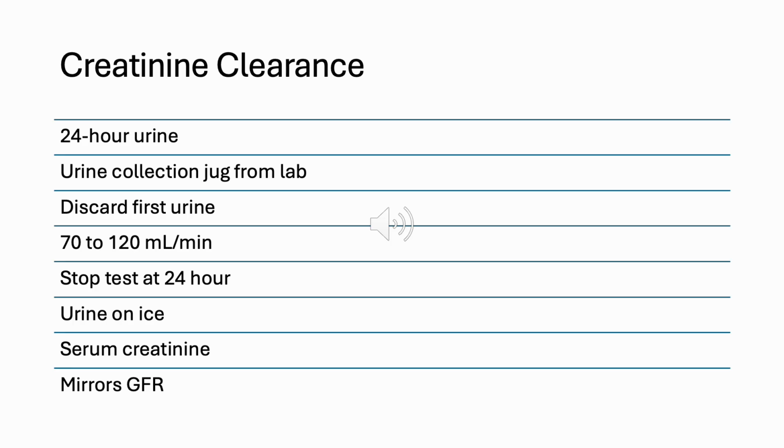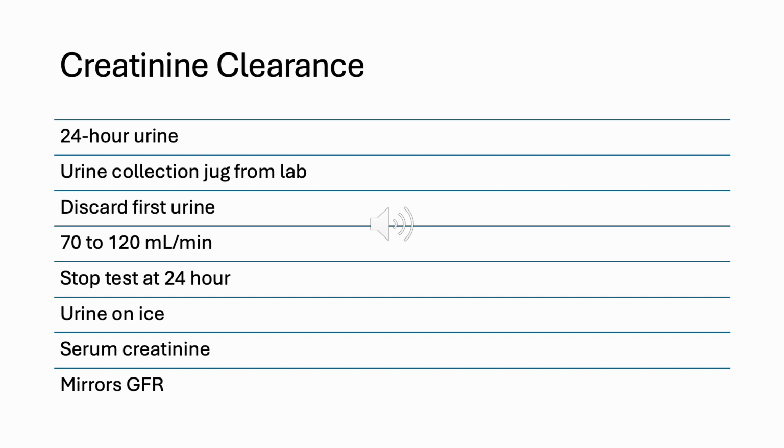All right, with the creatinine clearance, I had talked about this is what mirrors the glomerular filtration rate, okay? The normal is 70 to 120 milliliters per minute, which is very close to the GFR, right? The only way you can measure it accurately is to get a 24-hour urine.